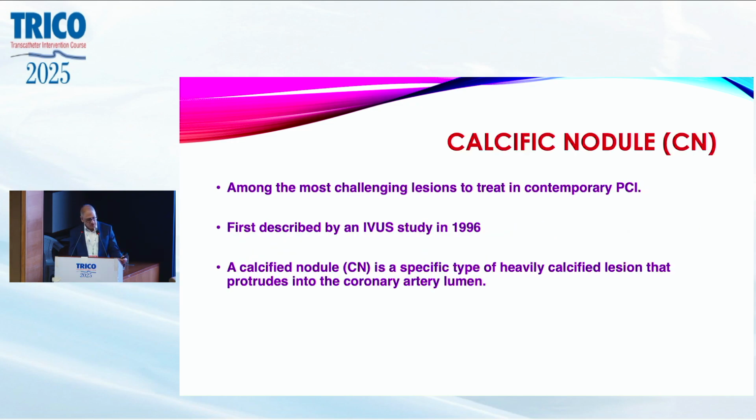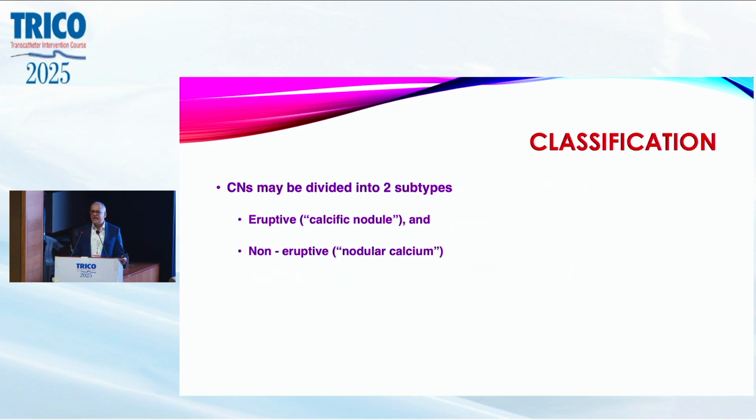Now, a calcific nodule is amongst the most challenging lesions to treat. It was first described in the late 90s via an IVUS study. And essentially, a calcified nodule is a specific type of a very heavily calcified lesion which protrudes into the coronary lumen. If you look at the previous literature, it would be called calcific nodule or nodular calcium. For the purpose of this talk, I'm just going to keep it simple. Calcium nodules are of two types. You either have an eruptive calcific nodule or a non-eruptive calcific nodule.